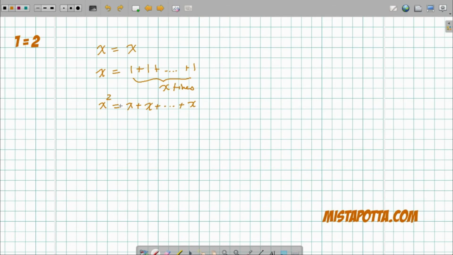Well, if these truly are the same thing, then I can take the derivative of both sides. The derivative of x squared is 2x. And the derivative of all of these is going to be 1 plus 1 plus 1 plus ... plus 1. And again, I haven't lost any of these terms. I still have the same number of terms. It still occurs x times. But now remember that 1 plus 1 plus 1 plus ... plus 1 is equal to x. So I've got 2x is equal to x, and then I can go ahead and divide out that x, and I end up with 2 equals 1.